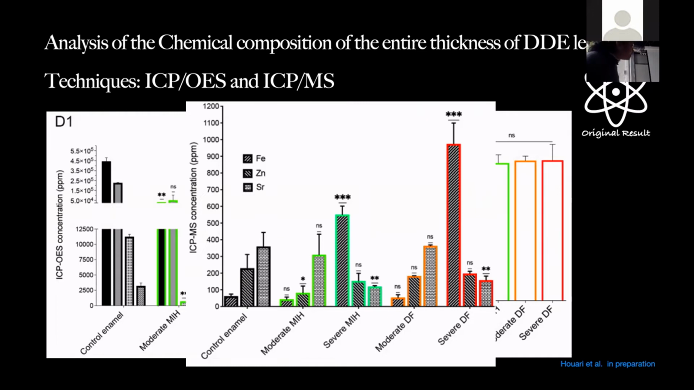We show here that strontium also varies a little bit. It's decreased, but sometimes it's not significant. But clearly, we don't have an increase of strontium. The tendency is a decrease.